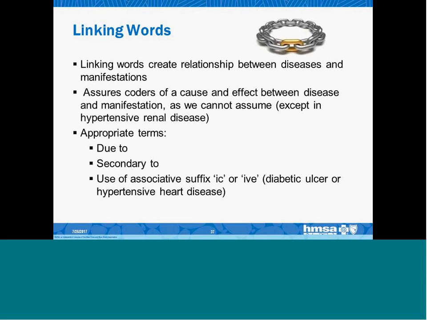Using the words due to is probably the most common linking phrase, but you can also use phrases such as secondary to or indications include, or you could also use manifested by, such as a GI bleed manifested by anemia. Another option would be to use word suffixes such as ic or ive to indicate conditions like diabetic ulcer or hypertensive heart disease. That will also show the relationship between the disease and manifestations.